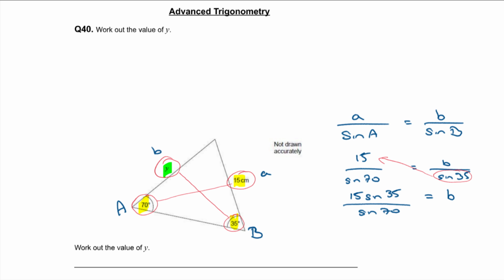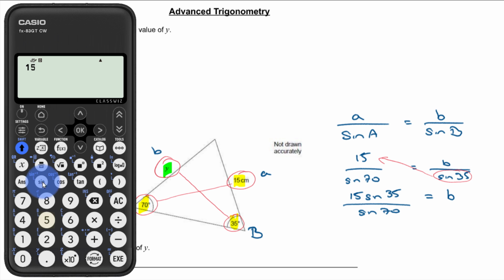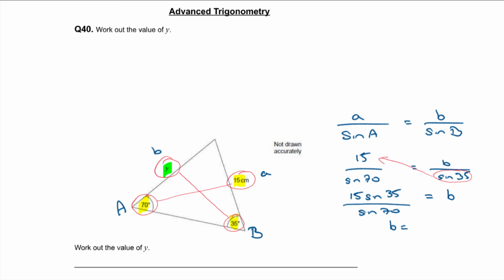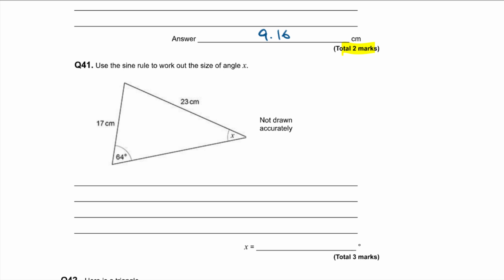So then 15 sine 35, just take care with brackets here. It's one of those cases where it may well matter if you put brackets in the right place or not, divided by sine 70. It doesn't really matter with right angle ones, it usually works it out anyway, but put brackets in here because they're a bit more complicated. Now that comes out to be 9.155. Generally go to 3 significant figures unless it tells me otherwise, or 1 decimal place for angles. So I'm going to write down 9.16.